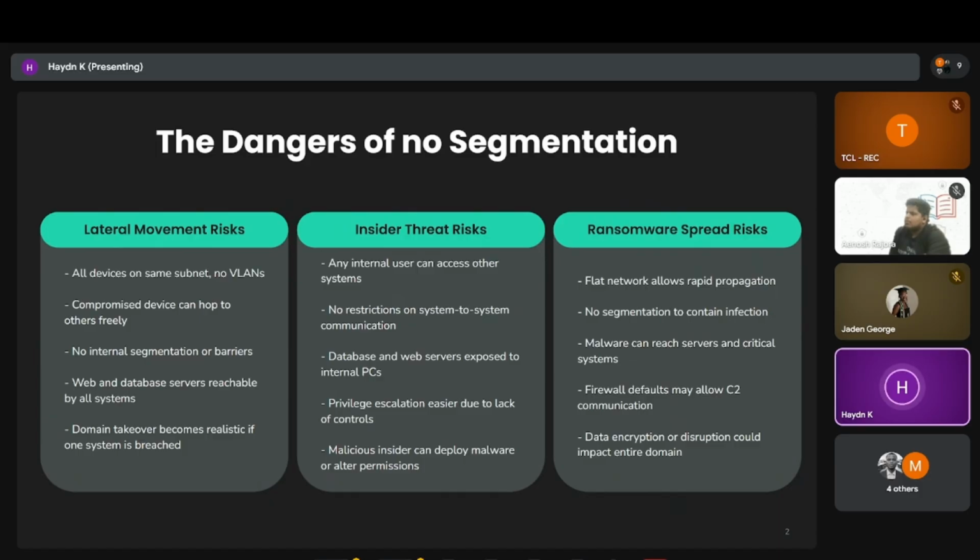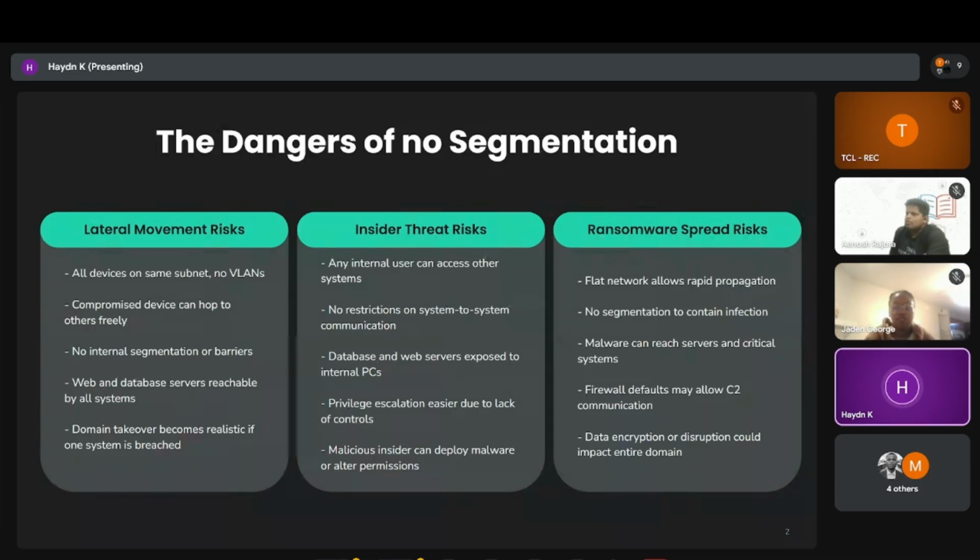As for insider threat risks, any internal user can access the other systems. There's nothing stopping them from hopping from one system to the other, especially the database and the web servers, since they're all on the same subnet. Privilege escalation is a bigger risk because of this, and a malicious insider can deploy malware or alter permissions.